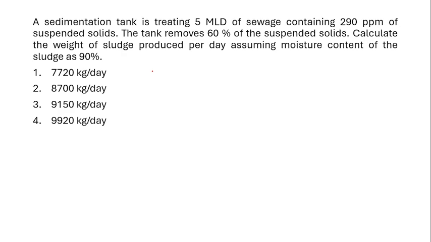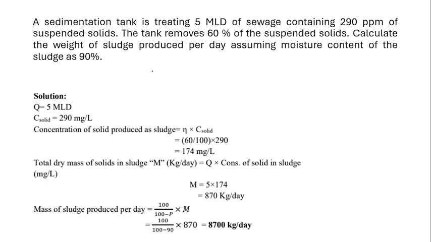Next is a problem. A sedimentation tank is treating 5 MLD of sewage containing 290 ppm of suspended solids. The tank removes 60% of the suspended solids. Calculate the weight of the sludge produced per day, assuming the moisture content of the sludge as 90%. The options are 7,720, 8,700, 9,150, 9,920 kg per day. The right answer is 8,700 kg per day. Let us solve this problem here.